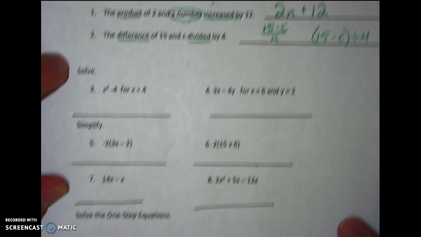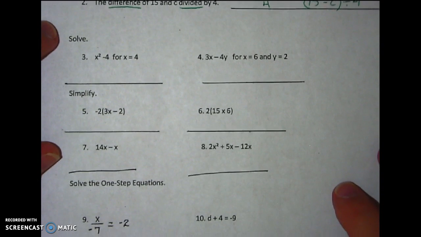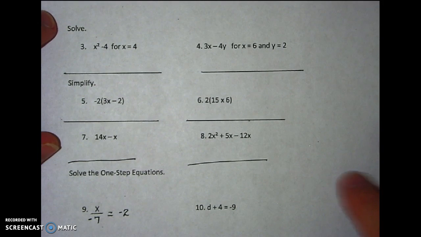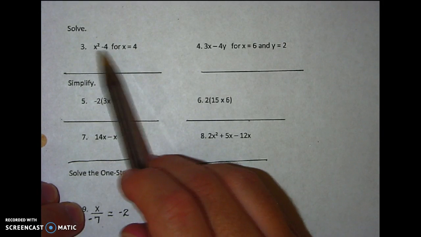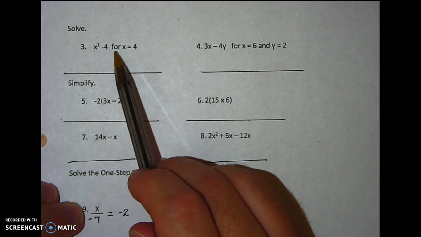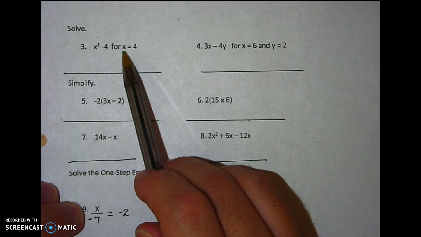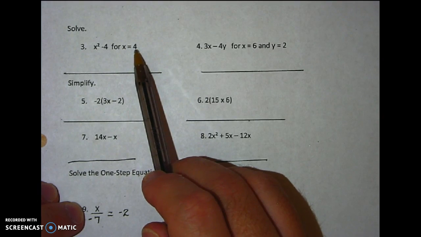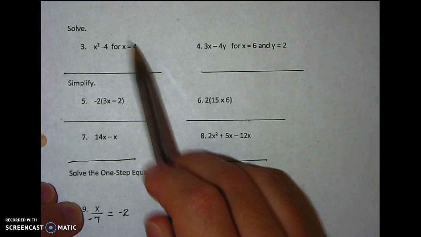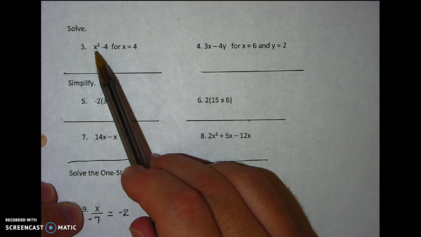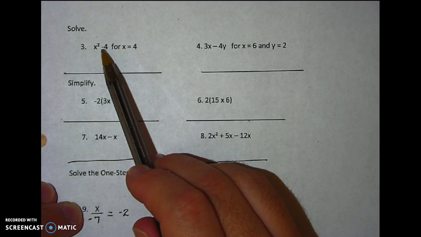Now let's go to these problems down here. They're wanting us to solve. They've given us an expression with a variable in it, and they've told us that our variable x equals 4. All that we have to do is take this 4 and substitute it in for the x. This will be 4 to the second power minus 4.